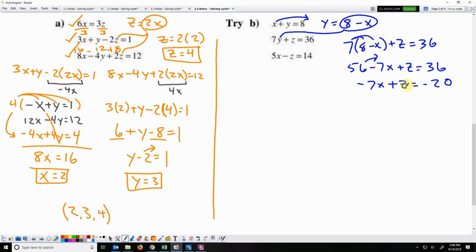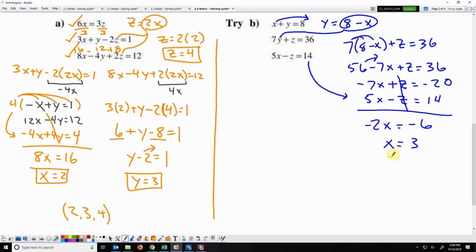So I've got an equation with an x and a z. And over here I've got another equation with an x and a z. I'm going to bring this over here, and it's all set up to eliminate. I've got a positive z and a negative z. 5x minus z equals 14. The z's eliminate. Negative 7 plus 5 is 2. Negative 20 plus 14 is negative 6. That should be negative 2 and negative 6. Divide by negative 2, and I get x equals 3. I've got my first variable.